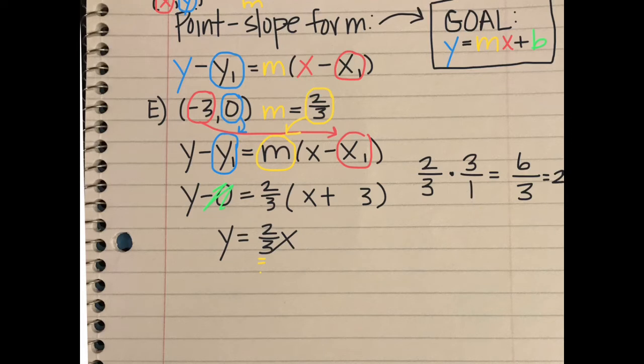So we're going to come down here and just enter that answer in our equation. And if you take your colors or your highlighters and go over it, you have your blue y, you have your yellow slope, you have your pink x, and you have your green b. Y equals mx plus b. You've gotten it.